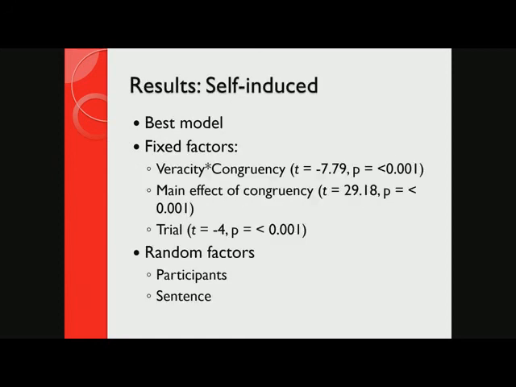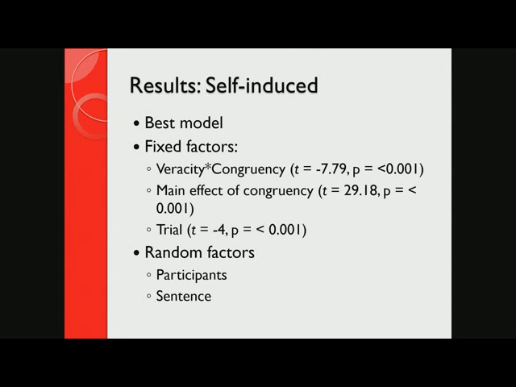So for the self-induced participants, the best model you get is this. Linear mixed effects modeling distinguishes between fixed factors, stuff that I control, and random factors, stuff that I don't control. The fixed factors it finds are that there's a significant interaction between veracity and congruency, which is what I'd expect, and I'll talk to you about it later. Secondly, there is a main effect of congruency. So both liars and truth tellers are faster in the congruent condition.